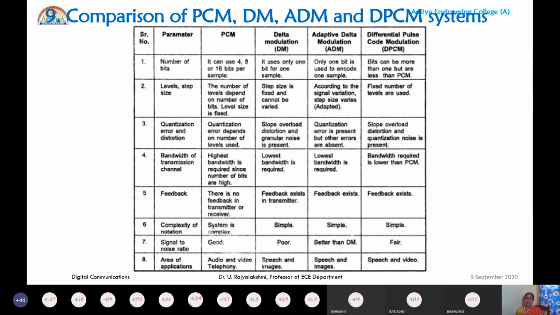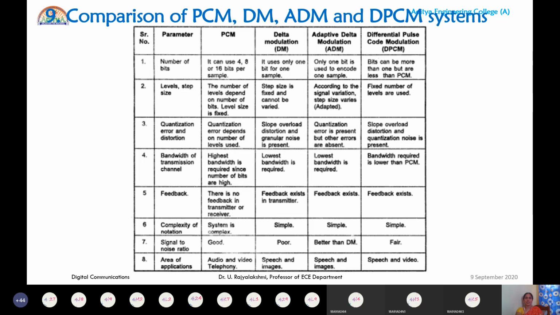In all the techniques, feedback is required except in PCM. Even in DPCM we have a feedback section, the prediction filter. So except in PCM, feedback is necessary for all the systems. The system is highly complex in PCM, and all other systems are simple. ADM and DM are simpler compared to DPCM. Regarding areas of application, as already said, audio and video telephony for PCM, and speech and image analysis for delta and adaptive delta modulation.